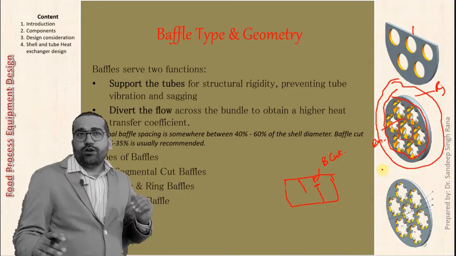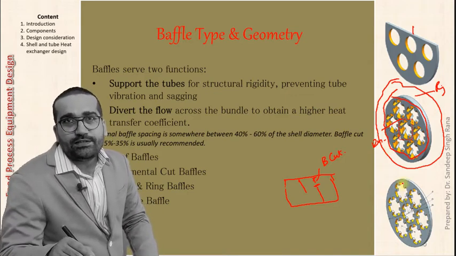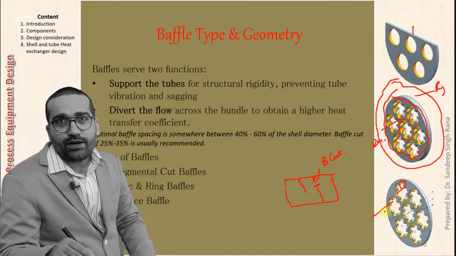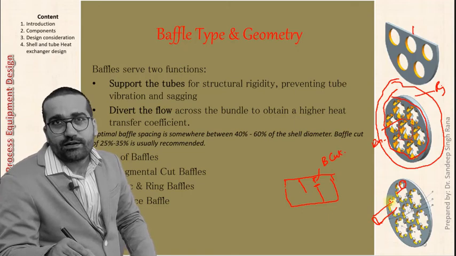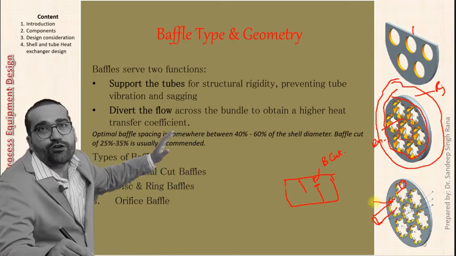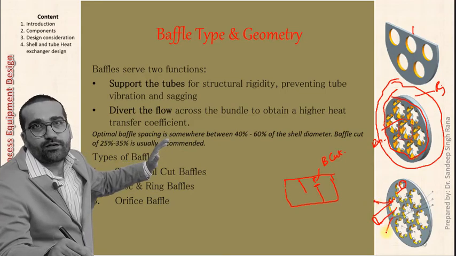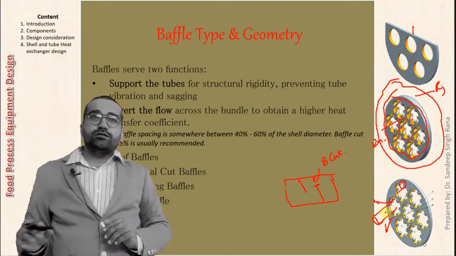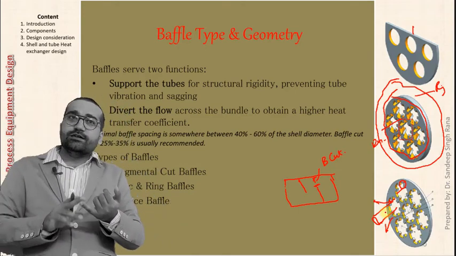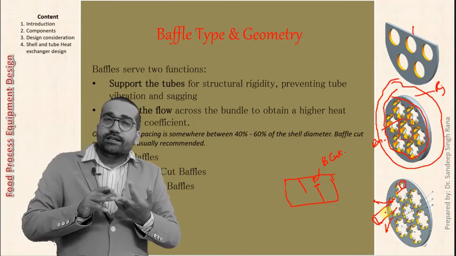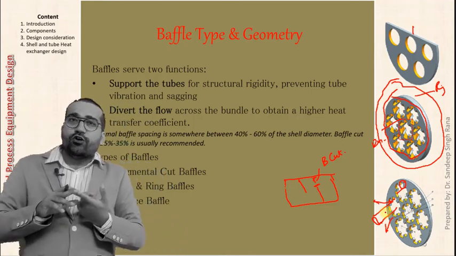And the third one is the orifice baffle. Here we can see there are spaces. The tube will be round, and it will come like this. There will be space between the tube and the baffle, and this space will create the orifice. This will be the orifice type of baffle. So there are three types of baffles: segmental cut baffle, disc and ring type baffle, and orifice baffle.